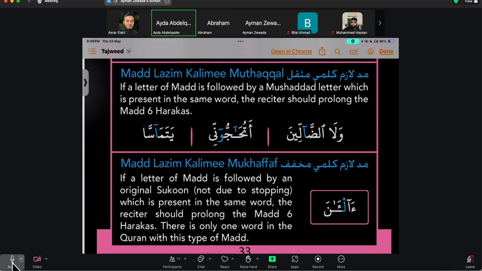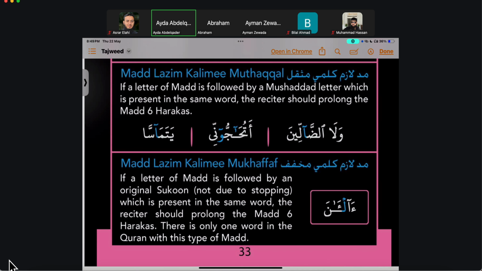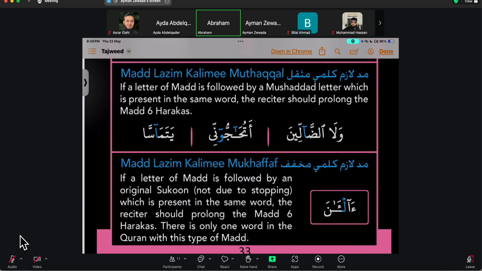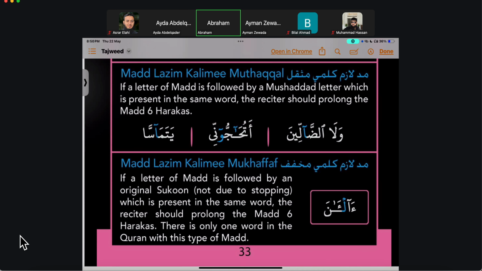It has a shadda, so it's 2 letters. It's one with haraka and one sakin. Mumtaz, excellent. So how would you draw it? Which one has a sukoon, which one doesn't have a sukoon? The first one has the sukoon, because we say dali. So you say the sukoon and then you say the kasra, right? The haraka. Exactly. So that's the sukoon, and that's the example, and that's why we extended 6 harakat.